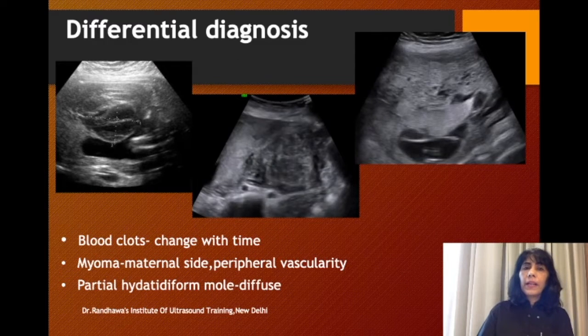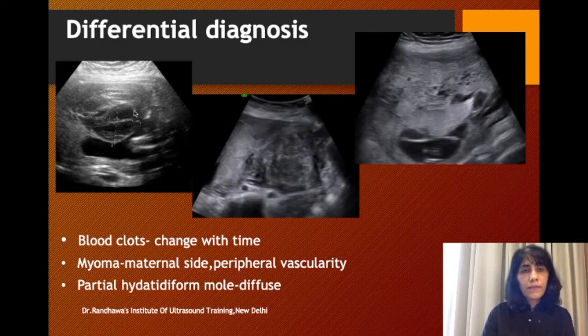Then what can be the differentials? Now I have put three pictures here. One by one we will see. In this one you can see again there is a hypoechoic rounded mass, and if you notice carefully, it looks as if it is encapsulated. But what is the difference? It is not very well round. It has an irregular area here. The texture looks more heterogeneous. Still, you may confuse it.